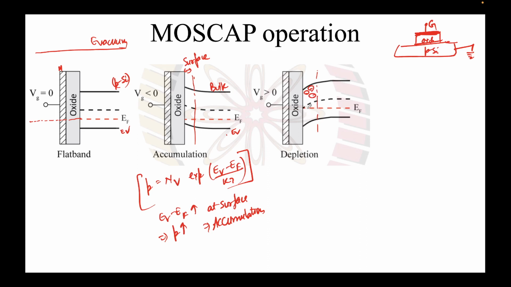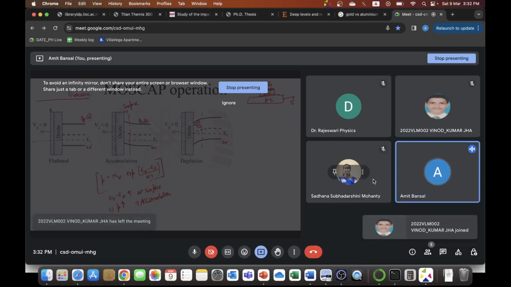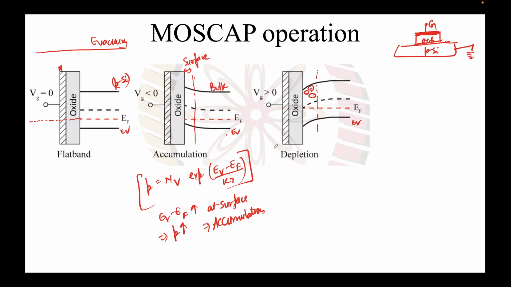So what you see in this depletion region, this is EV, and EV minus EF is increasing gradually. This term is becoming more negative, because EF is larger, so EV minus EF is becoming more negative. What this means essentially is that the hole concentration is reducing, which makes sense because the holes are being repelled away due to this positive potential that you're applying on the gate. So this region is called depletion.